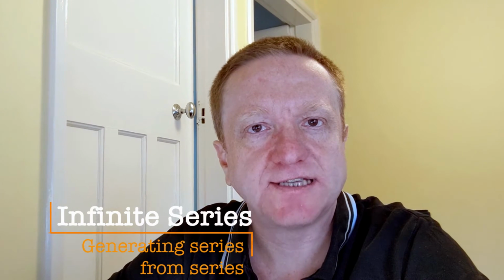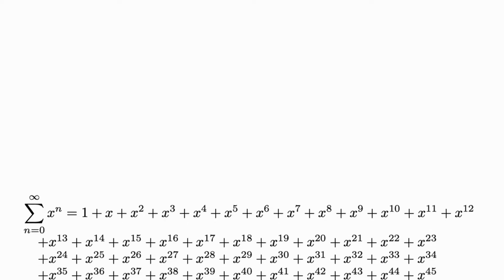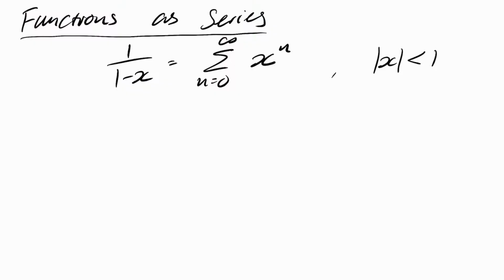Let's explore the idea of looking at functions as infinite series, specifically infinite power series. So we found before, for the modulus of x less than 1, if we sum up the terms 1 plus x plus x squared plus x cubed and so on, all the way up to infinity, that converges to the number 1 over 1 minus x. So a special case of the geometric series. What we want to do is to think of this as a function of x.